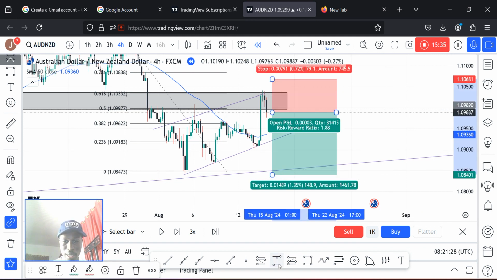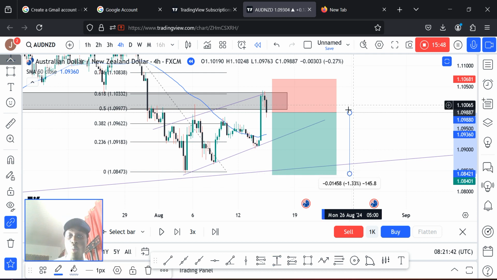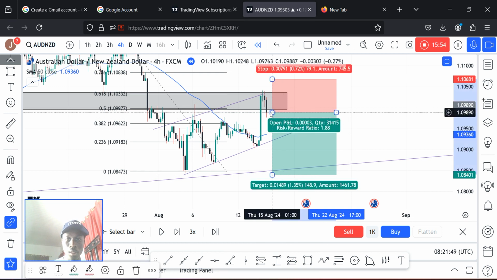So what is our risk to reward ratio? Our risk to reward ratio would be 79 pips for 147, that's approximately 150 pips. So a 1:2 risk reward ratio. So what are we to expect again?